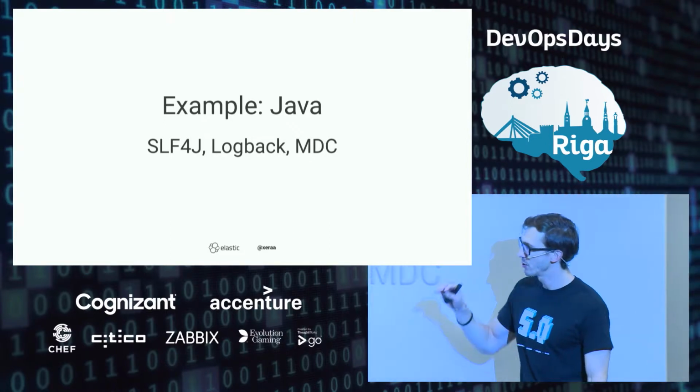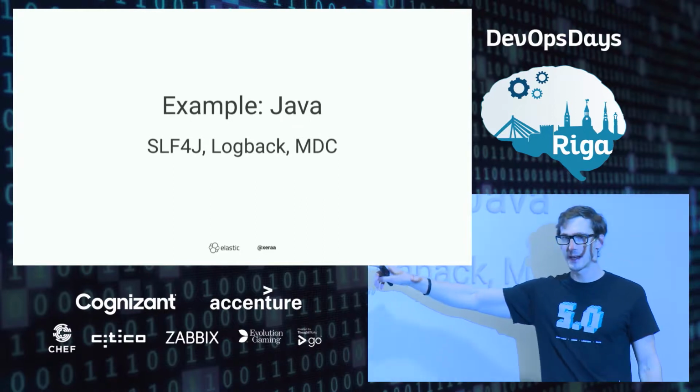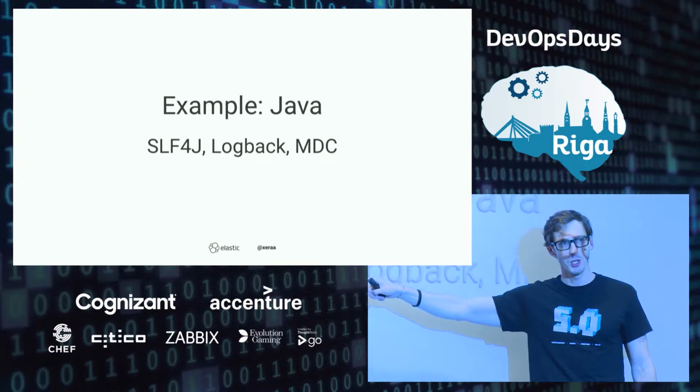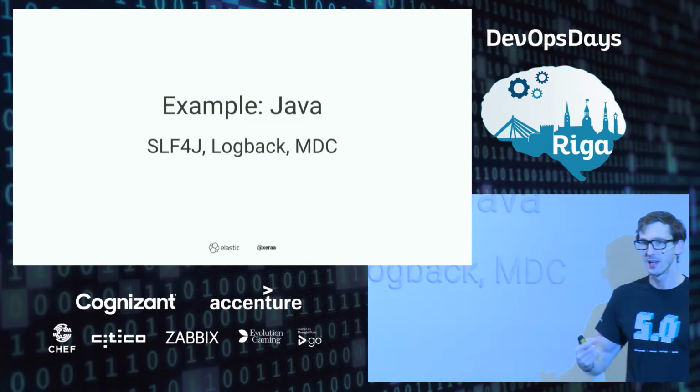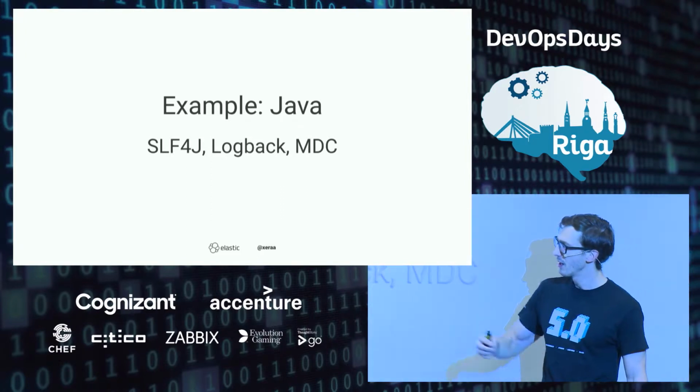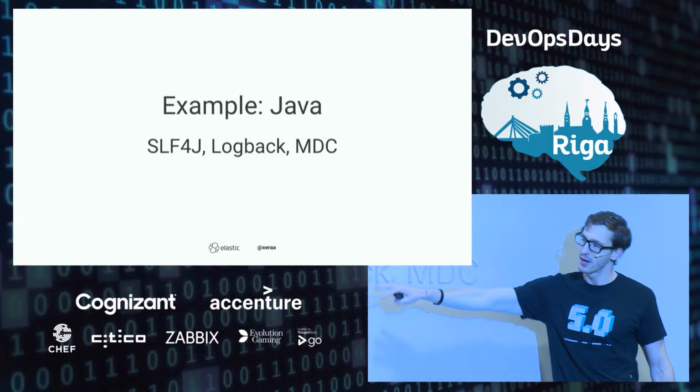So I'm looking at using SLF4J as a logging facade. This is basically the thing you interact with in your application. This is where you're telling it, okay, this is the data I want to store. Logback is kind of the thing that writes out my logs.